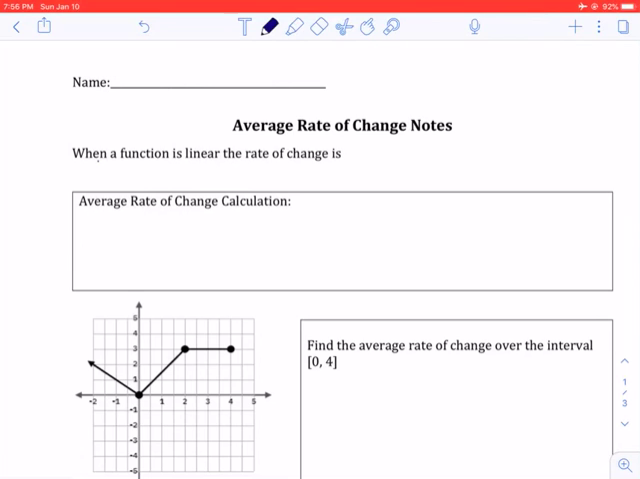When a function is linear, the rate of change is, and the word that should be popping in your head is constant. And constant rate of change should also be causing a second word to pop in your head, which is hopefully slope. So when a function is linear, the rate of change is constant and is called the slope.